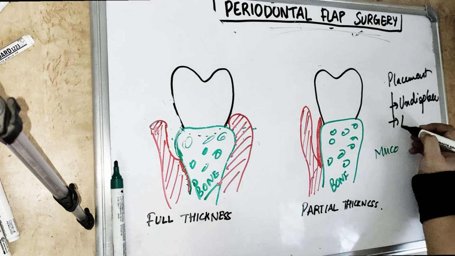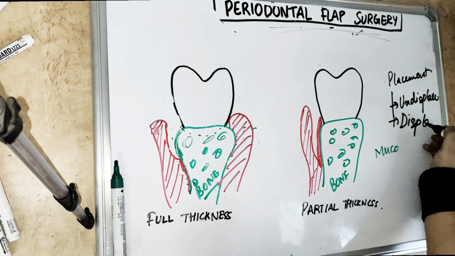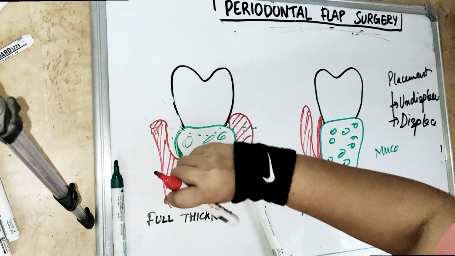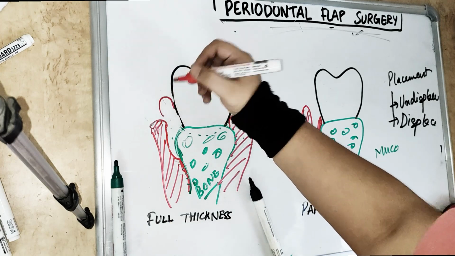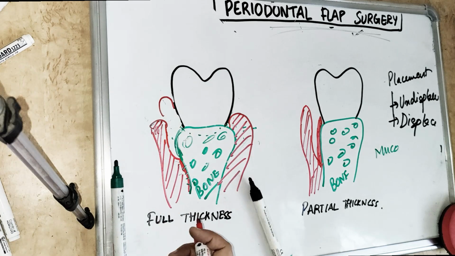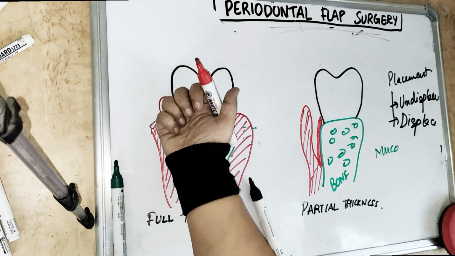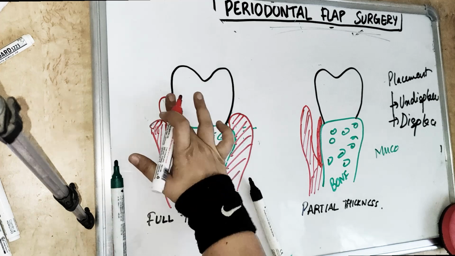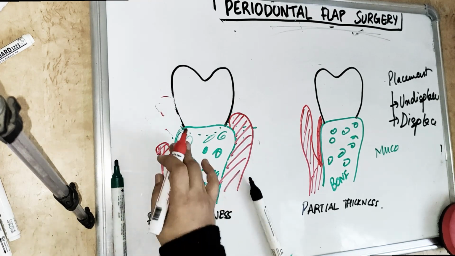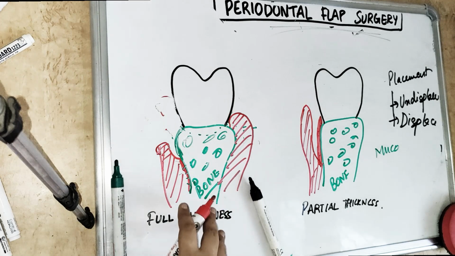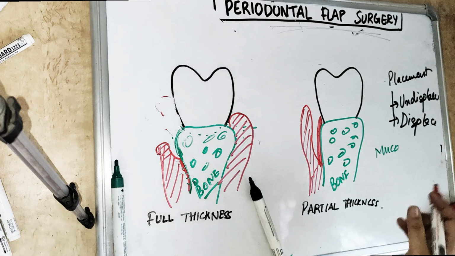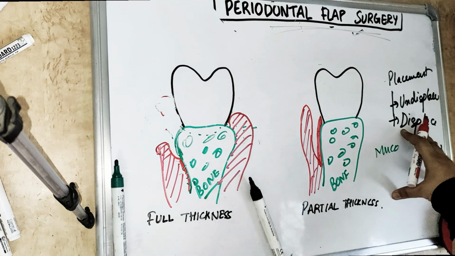Then we have the displaced flap. In a displaced flap, either we are reflecting this, stretching it and placing it coronally, for example in case of a recession, so that would be our coronally positioned flap, or we are placing it apically. If we are placing it apically towards the apex, then that would be our apically displaced flap. Like that we also have the laterally positioned flap. So these are based on the placement of the flap after the surgery.